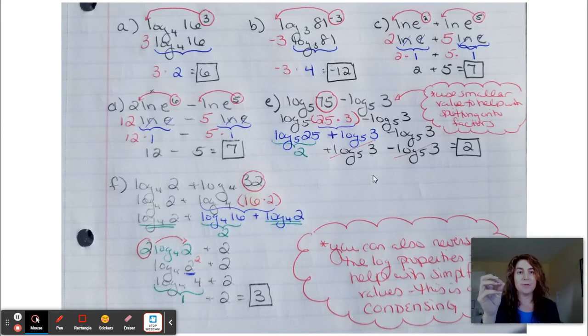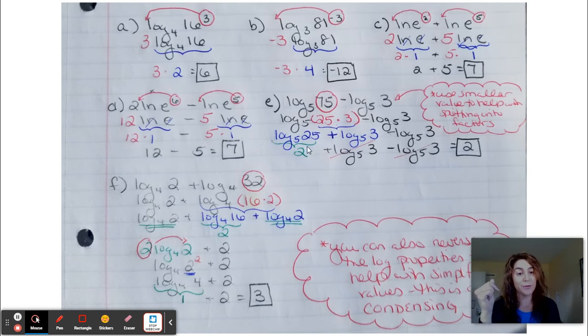So I have log base 5 of 75 minus log base 5 of 3. Well, 75 I can't write as a power of 5, but I can split it into something that does have a power of 5. So 75 is actually 25 times 3. And then I can use the product property, that means I can split it and actually expand it to be log base 5 of 25 plus log base 5 of 3, right? It was 25 times 3, but if I take the logs and add them, it's the same rule.